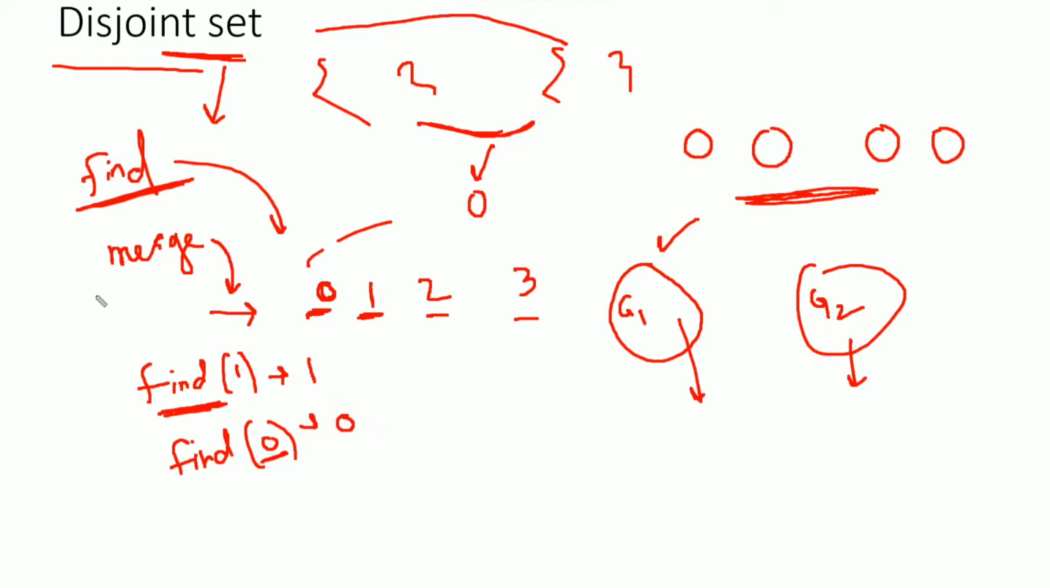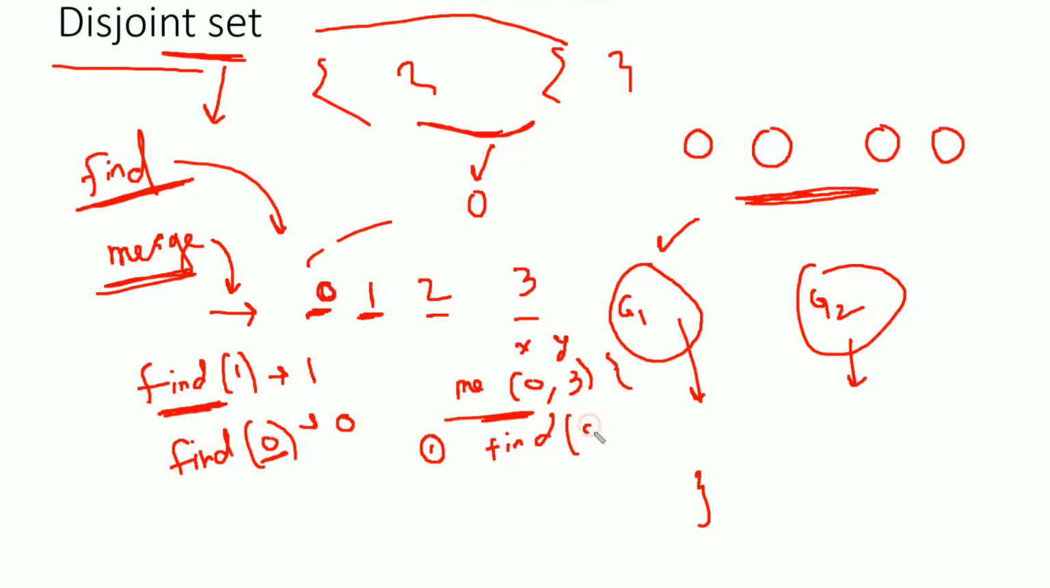The next operation is merge. Suppose I want to merge data 0 and data 3, where this is x and this is y. The first step, inside the merge function, is that I will call find for each data. So I'll call find for data 0 and find for data 3.